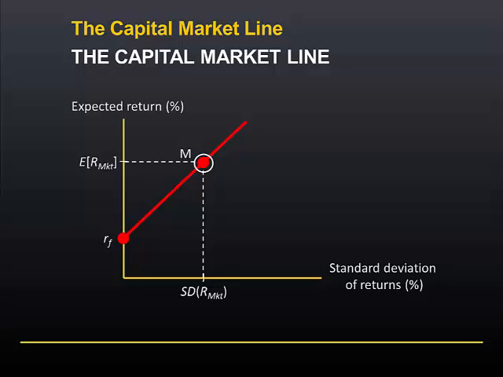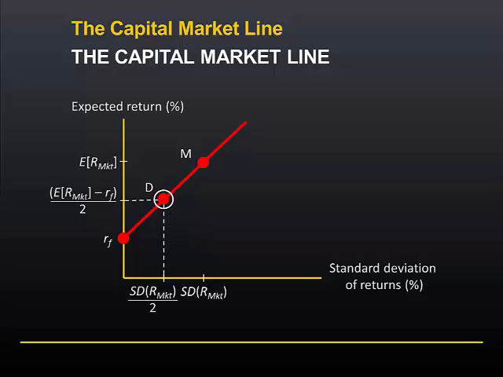If we invest 100% of our available funds in M, we would be here. Our risk would be that of the market, and our expected return would also be that of the market. If we put 50% of our funds in the risk-free asset and 50% in M, we would be here at point D.